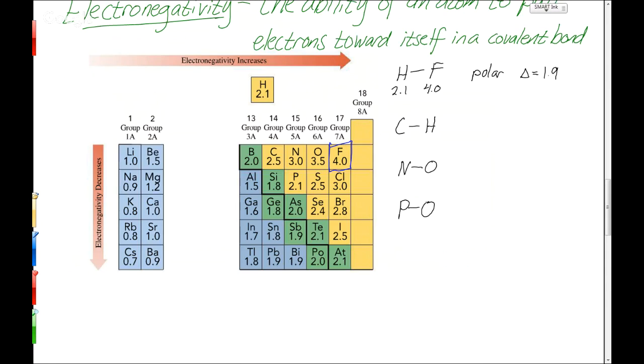So you're going to look up both electronegativity numbers on the table and find the difference between them. If it's greater than 0.4, we call that polar. If it's 0.4 or below, we call that nonpolar. Do you add them up? Subtract the difference, the difference in the two numbers.